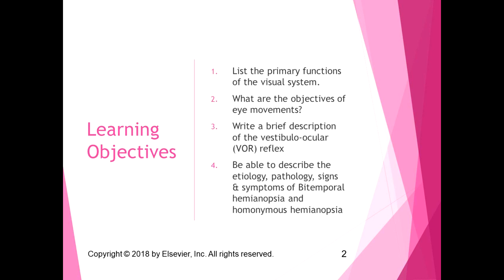I want you to be able to write a brief description of the vestibulo-ocular reflex, what it does, brief being the key word there, and I want you to be able to describe the etiology, pathology, signs, and symptoms of two different visual disorders, bitemporal hemianopsia and homonymous hemianopsia. So we'll talk about what each one of those are.